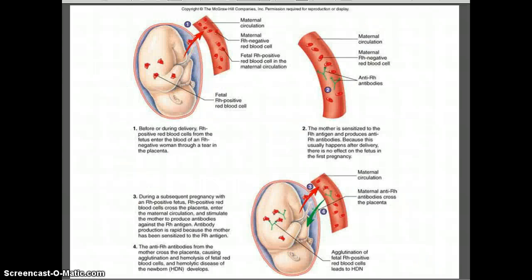But here, diagrammatically, is what can happen. Please review this diagram. It is from your textbook so that you will understand. Remember, the immune system, and this is really part of an immune reaction, does have a memory, so the first time adverse effects will probably not occur because there isn't time for this reaction. Subsequent births are much more risky.